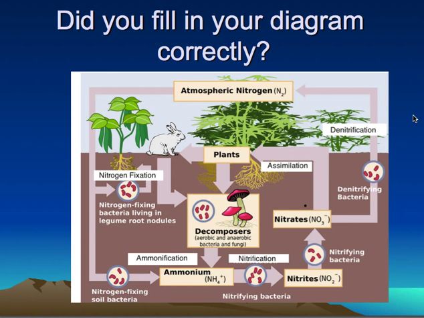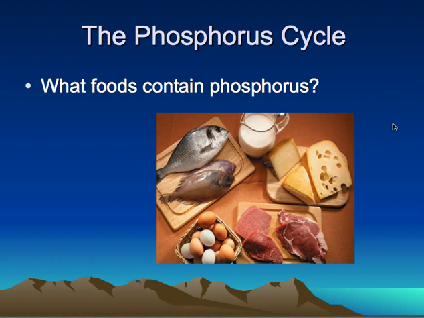Cool. Now you can check to see if you filled in your diagram correctly. Again, this is not easy stuff, but if you look at the diagram for a while, it'll start to make a little more sense. That's enough about the nitrogen cycle. Let's talk about the phosphorus cycle.